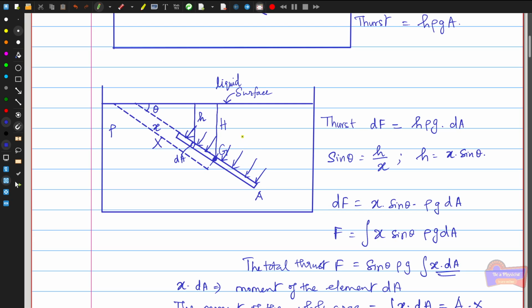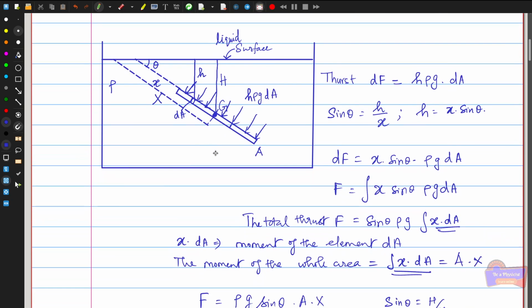Each parallel force is equal to H times rho g dA. That is the force acting on a particular small area dA. So we can now determine the center of these parallel forces, that is, the point through which the resultant force is acting on the entire plane, by applying the principle of moments. The principle of moments is that the algebraic sum of the moments of the system of parallel forces acting on this plane about an axis is equal to the moment of the resultant force about the same axis.